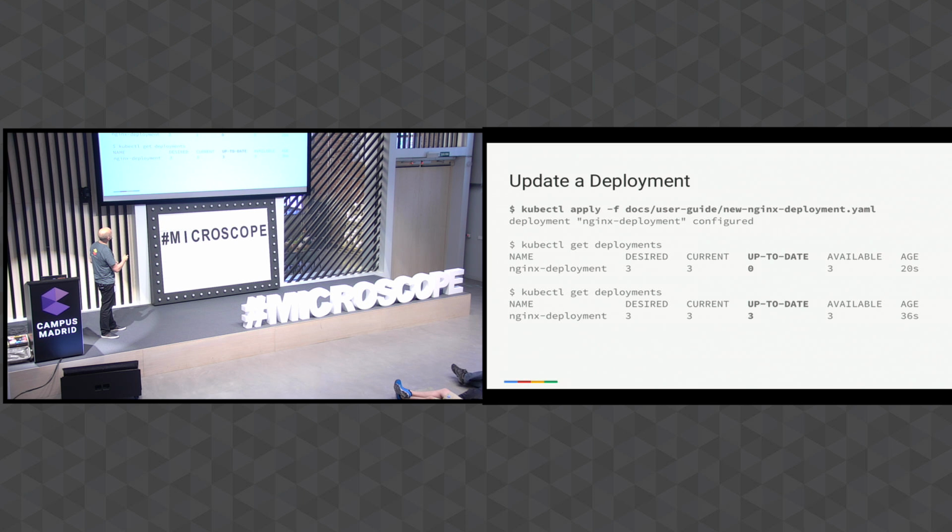And what you're going to see here is the up-to-date column is different. Yes, I have 3 pods. I want 3. I have 3. But now, up to date, with the new version number that you have provided, I have 0. And at some point you're going to see up to date 3 if everything is going fine. If Kubernetes detects that the new version is not deploying correctly, it's going to pause it at some point.